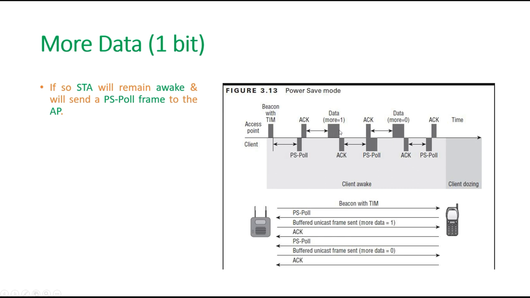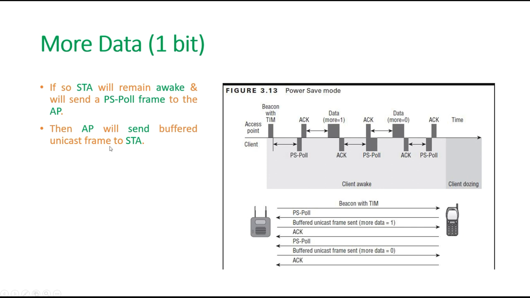After that, it will start sending the packets to the client. If some remaining packets are there, the AP says, I do have more packets for you, and that's the reason it sets the more data bit to 1. So the client comes to know that it still has more packets to receive from the AP, and it sends the PS-Poll packet to the AP again. When it finishes, the AP sets the more data bit to 0, and finally the station comes to know that there is no packet for it. So it will send the acknowledgement, and again the client will go to the dozing state, that is power save mode.